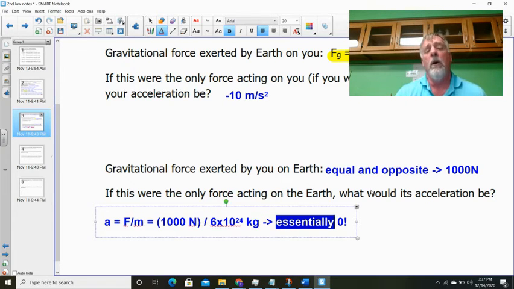So again, equal and opposite forces, but because the masses are so different, the Earth hardly has any acceleration at all. That's why it works very well from our perspective. We're used to us falling to the Earth. We're not used to the Earth rising up to meet us.